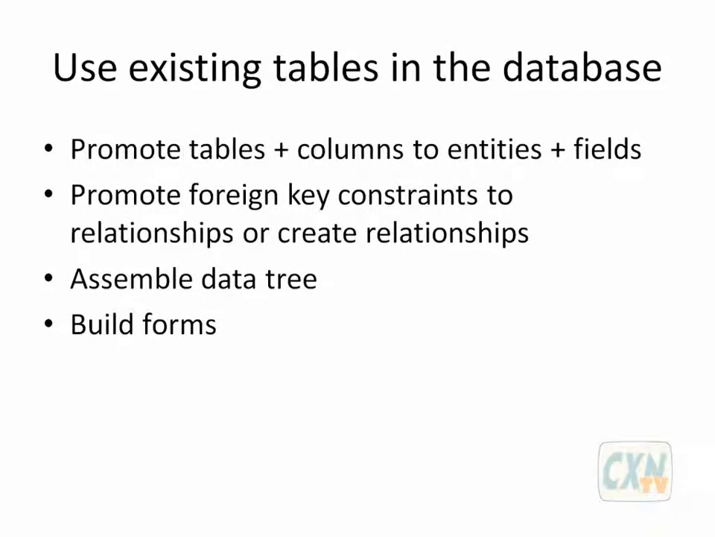The second one is when you want to use existing tables that are in the database. And what you do in Instant JChem there is to promote those tables and columns to entities and fields. We'll come on to this sort of terminology a bit in a minute. That makes those database tables and the columns in those tables accessible to Instant JChem. You will also most likely want to promote any foreign key constraints between those tables to relationships in Instant JChem so that you can use the relational data features. And then again, the process from then on is much the same. You assemble the data tree and you'd build forms.